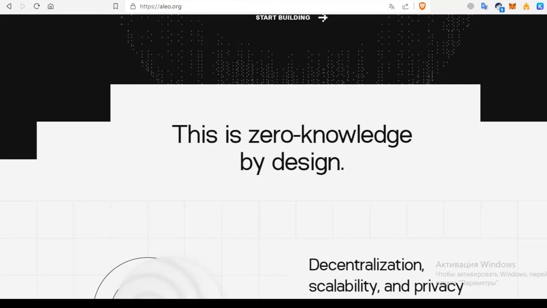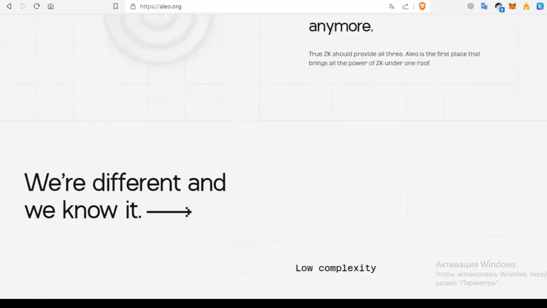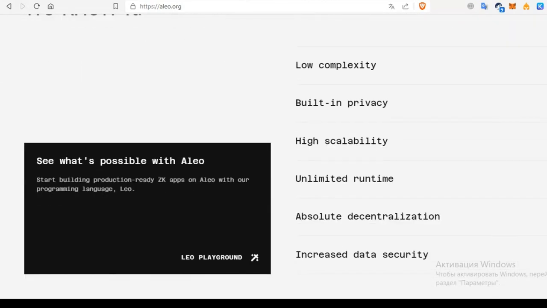So how does Aleo work? Imagine you're sending a letter to a friend. Normally anyone who sees the letter can read what you've written. Now let's say you have a special key that only you and your friend have. You write the letter with that key, send it, and only your friend can read it. No one else has a clue what you're writing, even if they have the letter in their hands.